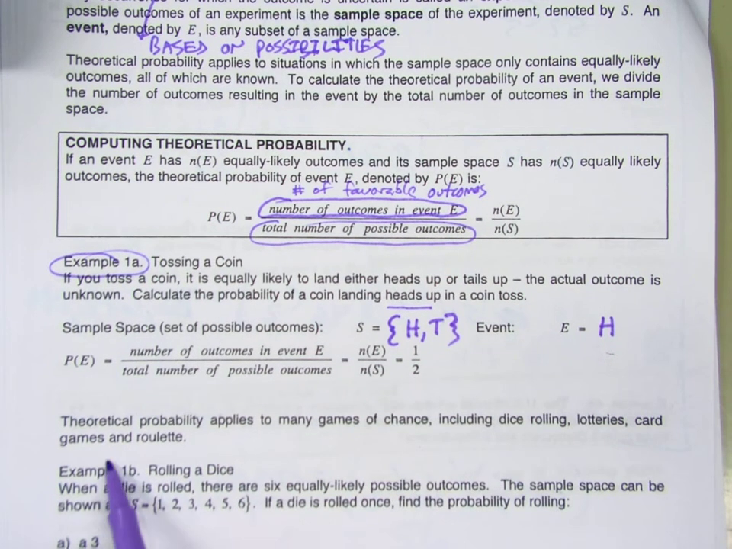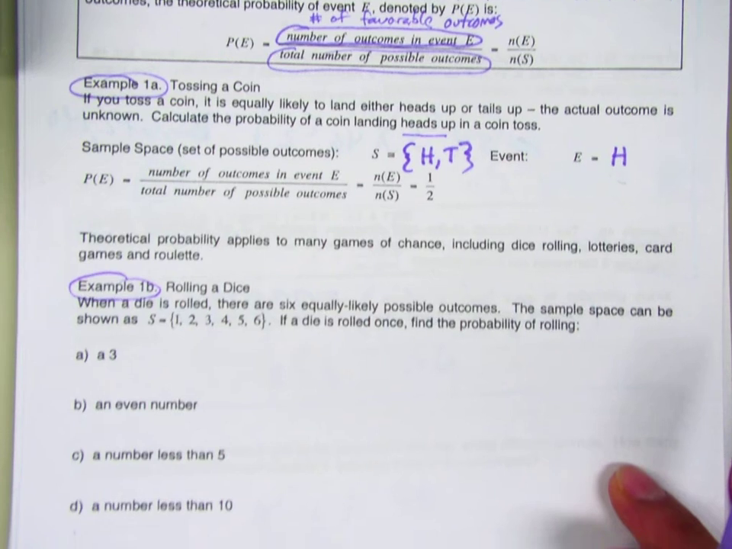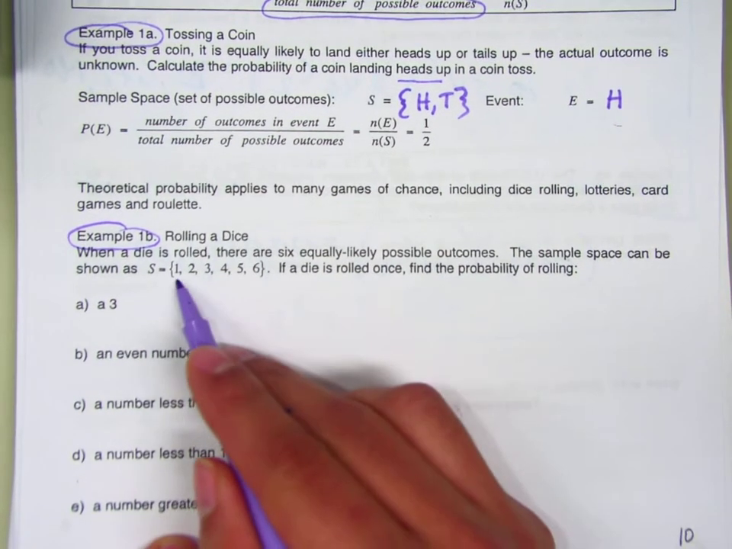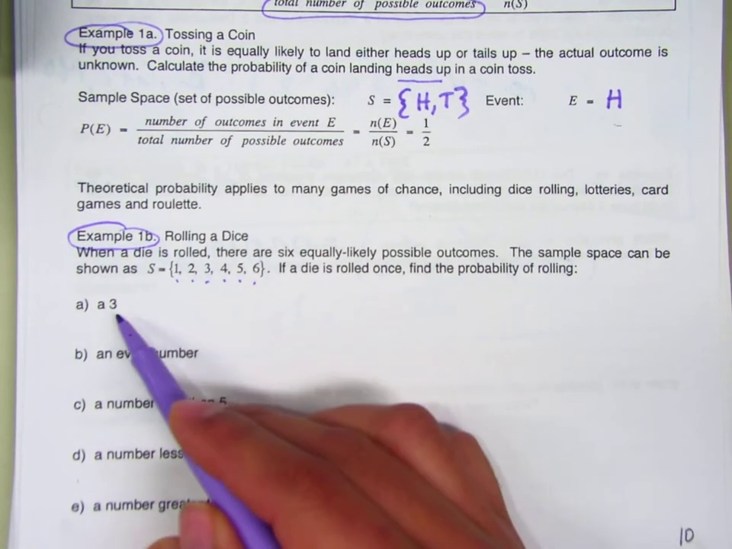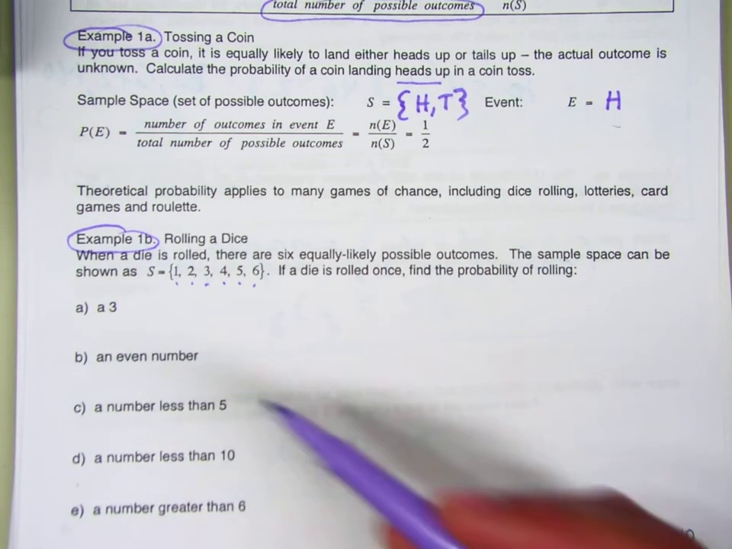Why don't you guys try example 1b? Okay. Rolling a dice, 6 possible outcomes. Here they are. What is the probability that when you roll the dice, you get a 3? And then just try all of these. What about an even? What's the probability of that? Let's see how we do.